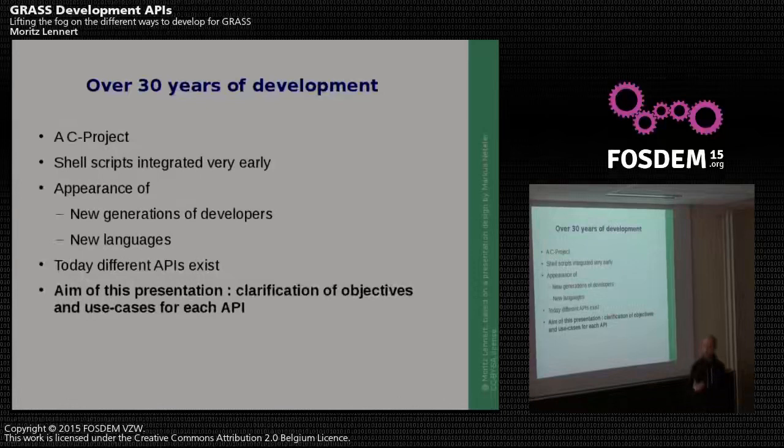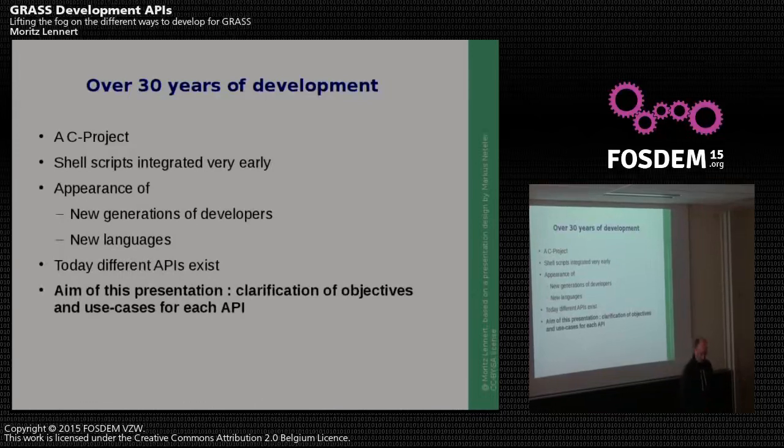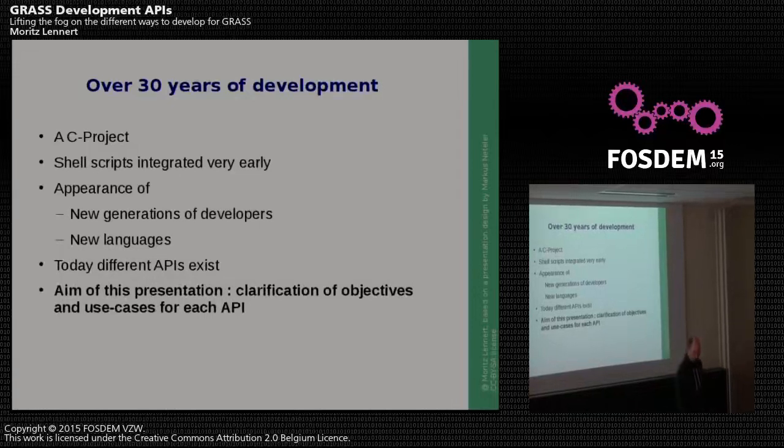Very early on, shell scripts were integrated into the GRASS source base and were used as a way to glue together different parts of GRASS for some tasks. But over time we've had new generations of developers used to coding in different languages, and the arrival of new languages as well. So now we have different application programming interfaces to GRASS, and the aim of this presentation is to give you a quick overview of these different APIs so that you have a notion of what you can do with GRASS, how you can program with GRASS.